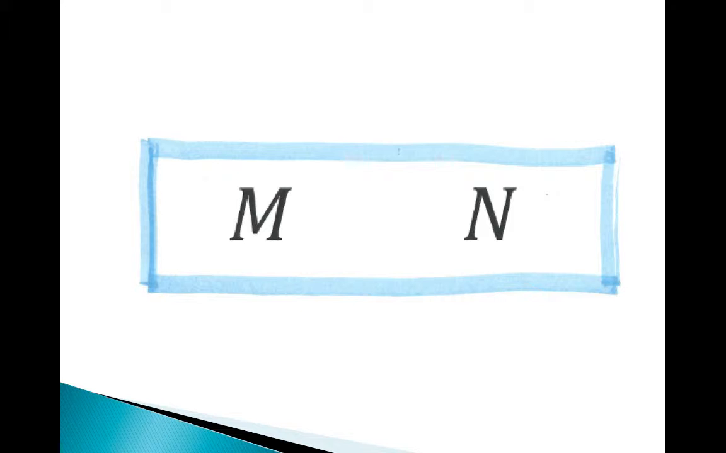The letter N italicized indicates the total sample size. For example, if there were 30 students in this course, I would write N equals 30.